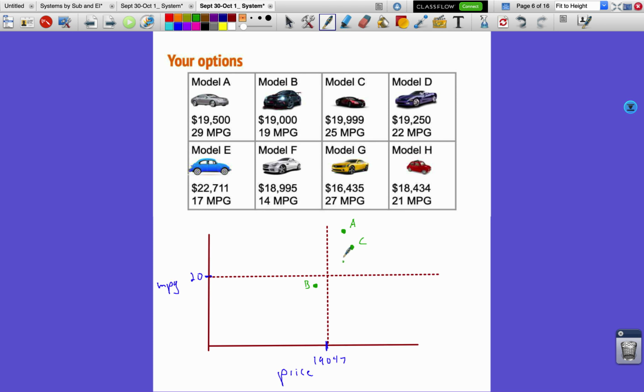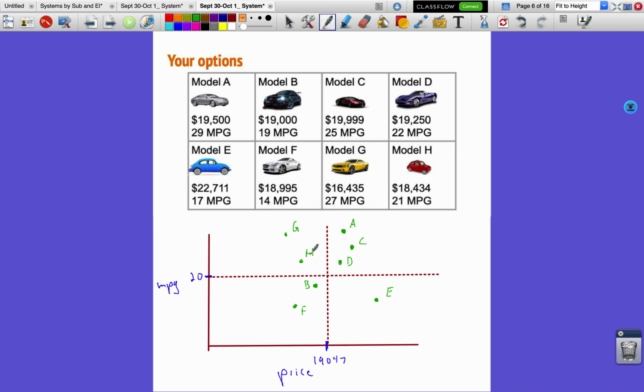D will be just about there. E, way over here. F is maybe kind of like right about here. Just need to be kind of relative to the other points in the correct spot. Model G is down here and way up here. And model H, a little bit more this way, a little bit more this way.